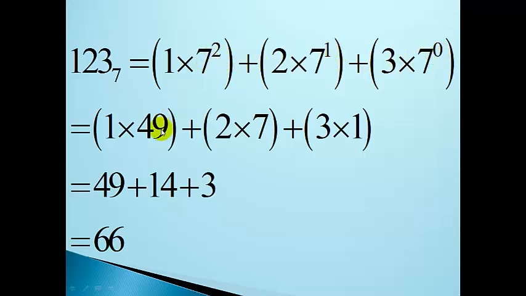Now 7 squared equals 49. 7 raised to the power 1 equals 7. And 7 raised to the power 0 equals 1. 1 times 49 equals 49. Plus 2 times 7 equals 14. Plus 3 times 1 equals 3. Now 49 plus 14 plus 3 is equal to 66. This means that 1, 2, 3 base 7 is equal to 66 base 10.